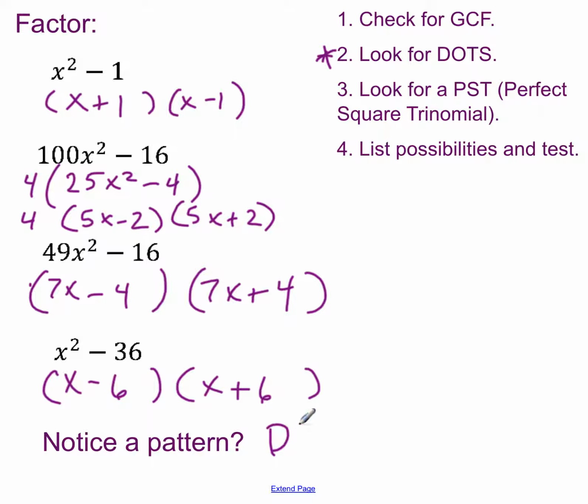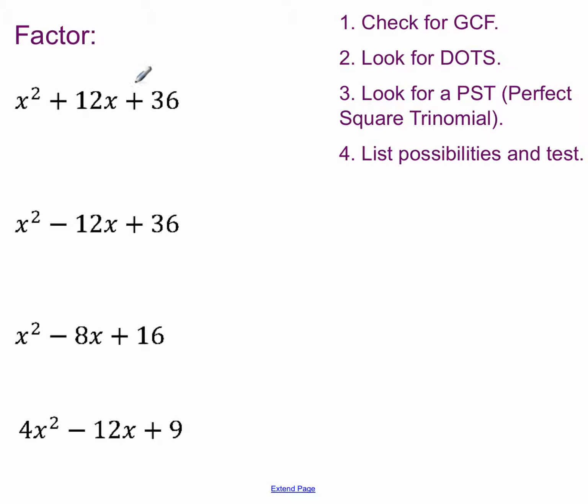Do I notice a pattern? Indeed, they are all difference of squares. Okay, hopefully that was easy for you. Next, now check for GCF. There isn't one. Look for difference of squares. There isn't one. Now we're going to be looking at the perfect square trinomials. So let's just say we didn't notice that because we don't know what it is yet.